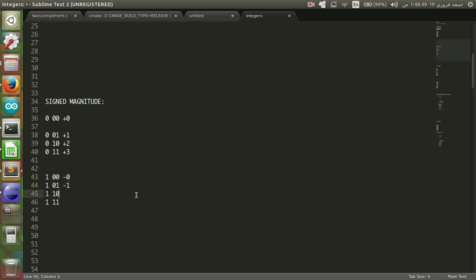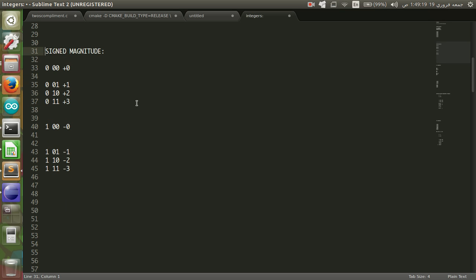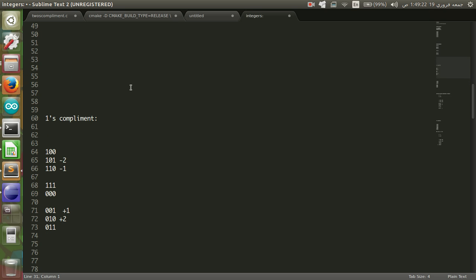We have negative 1 and negative 2 and negative 3, but the problem which you might have guessed by now is that we have 2 zeros, a negative 0 and a positive 0. So this was actually why the sign magnitude was dropped. Well, not actually, this was not actually why it was dropped. It was actually complex to implement it inside the computer hardware. There are issues when you're designing the hardware. Okay, so they moved on to something known as the ones complement.